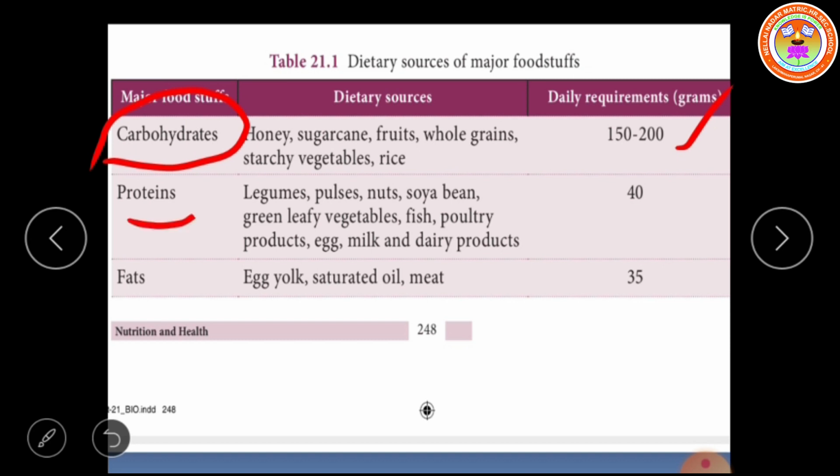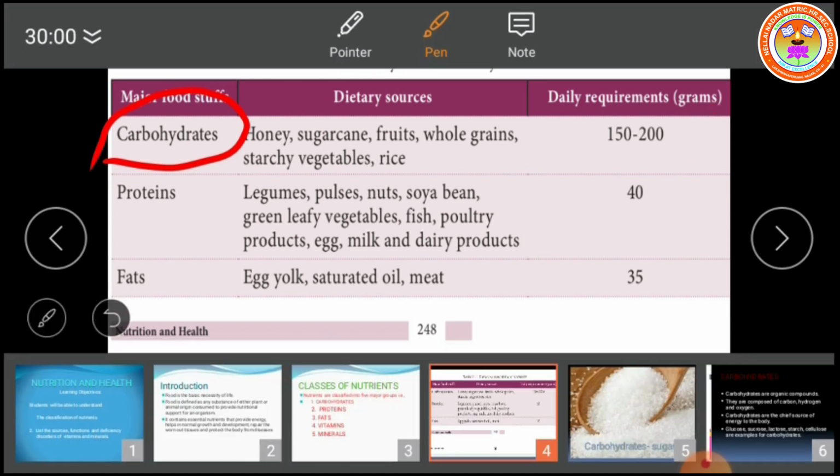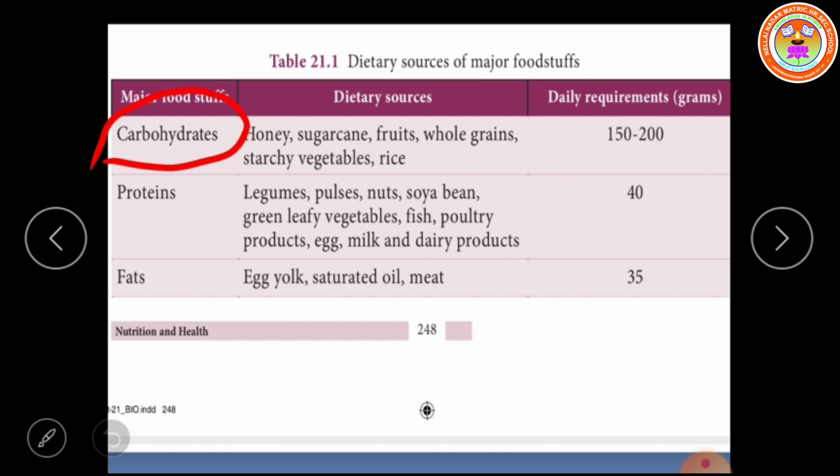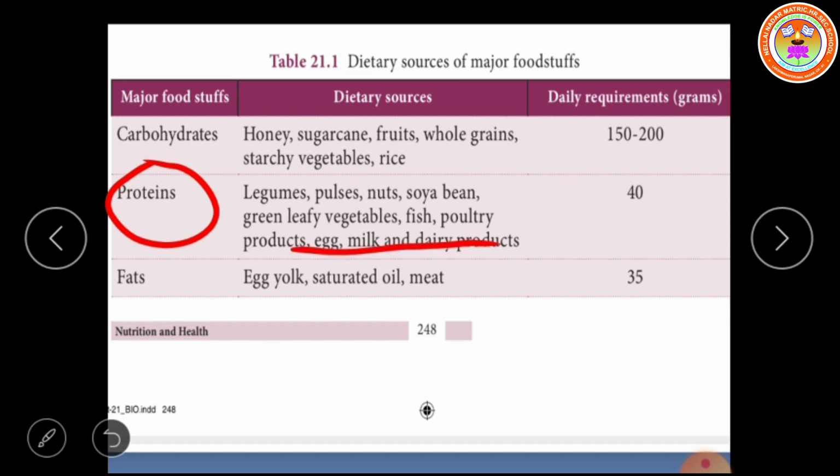The next one is proteins. Proteins are derived from plant origin as well as animal origin. So proteins come from legumes, pulses, nuts, soya beans, and green leafy vegetables. The common and simplest protein sources are egg, milk, and other dairy products. We require approximately 40 grams per day.